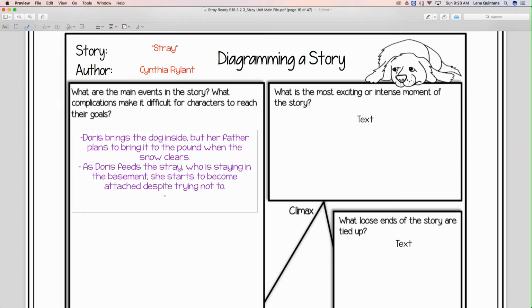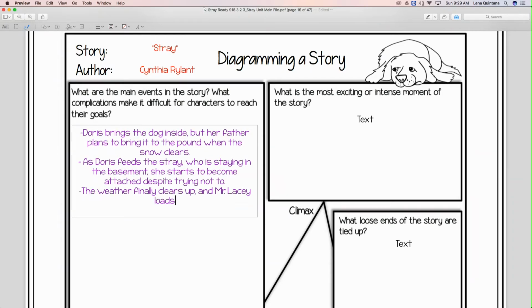All right, so more main events. This is probably one of the most important, I would say. I mean, they're all important events, but she knew this moment would come. And so the weather finally clears up. Finally clears up. And Mr. Lacey loads up the dog.